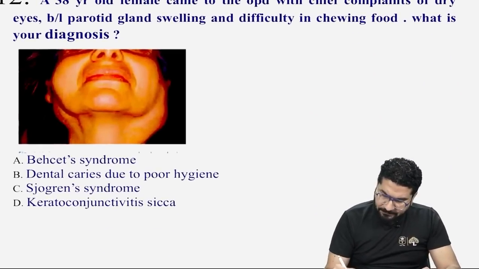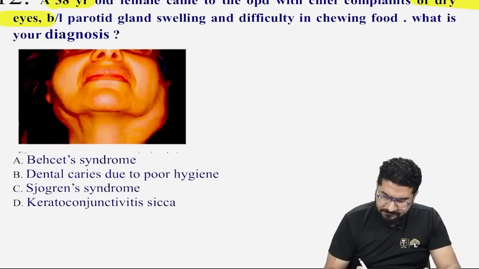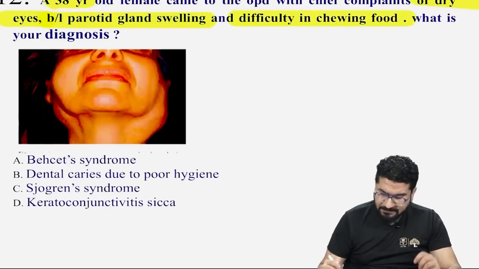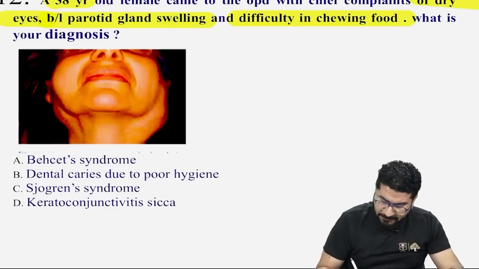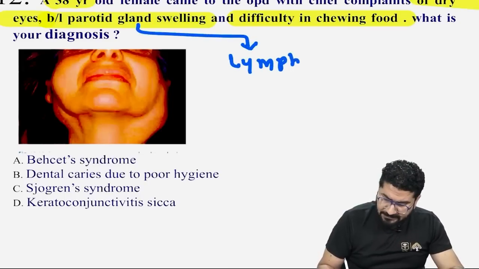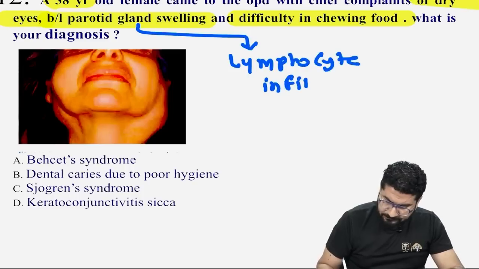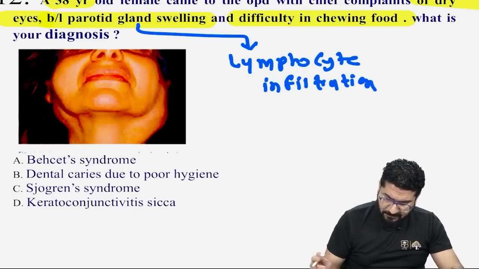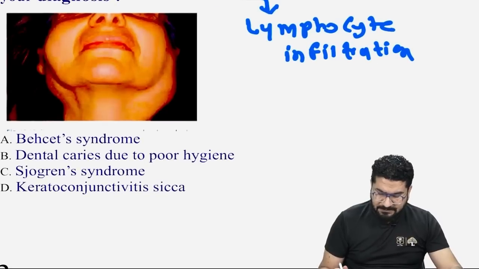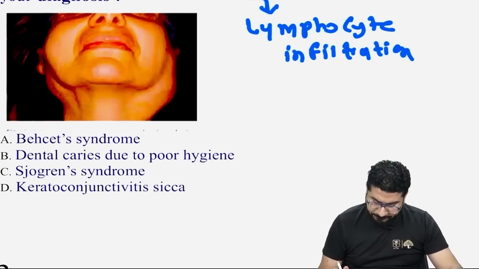Okay, a 38-year-old female. You can see 38-year-old, with chief complaint of dry eyes, bilateral parotid gland swelling and difficulty in chewing food. What is the diagnosis? You can see dry eyes is a hint. Parotid gland swelling means there will be lymphocyte infiltration into the parotid gland. So what could be the possible option? Let's see. Keratoconjunctivitis sicca means Sjögren syndrome.